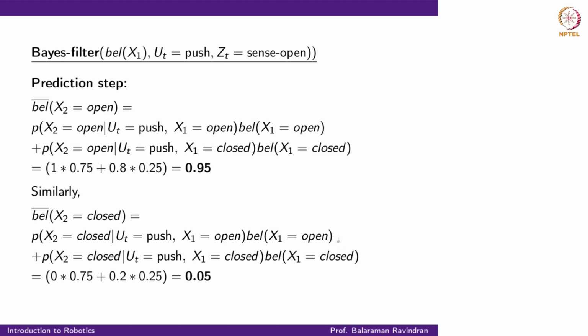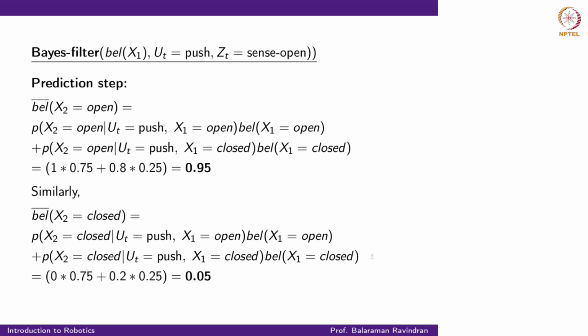I start off again with x1 equal to open, and I pushed. So I'm looking at whether x2 can be closed. I know that that never happens, so that probability is 0, even though my belief that x1 is open is very high. That component contributes 0. Likewise, now the door is closed, I push and the door stays closed. That can happen. If the door is stuck, or if you are not putting enough pressure, there are many reasons it could not work, and the probability is 0.2. And what is the probability that I actually start off with the door being closed? That's 0.25.